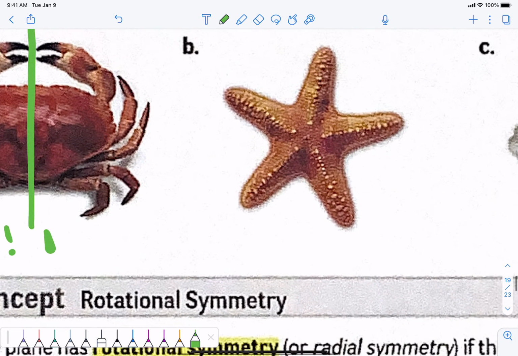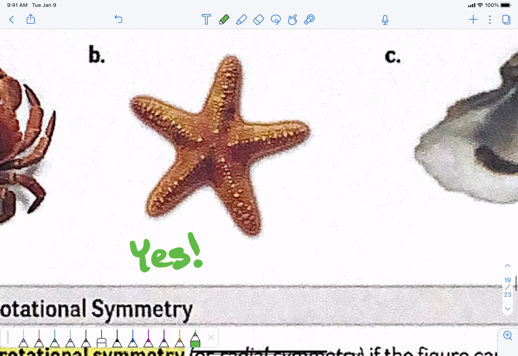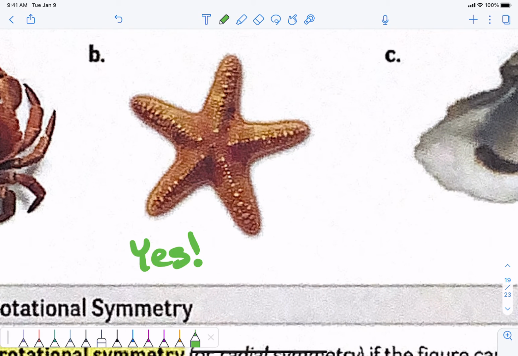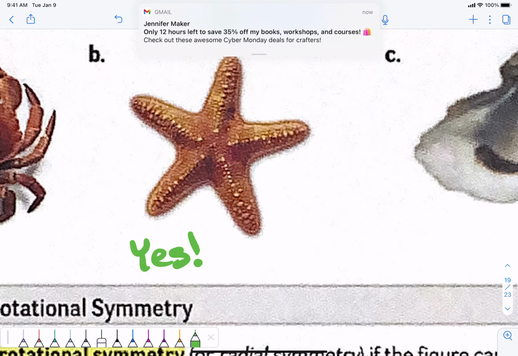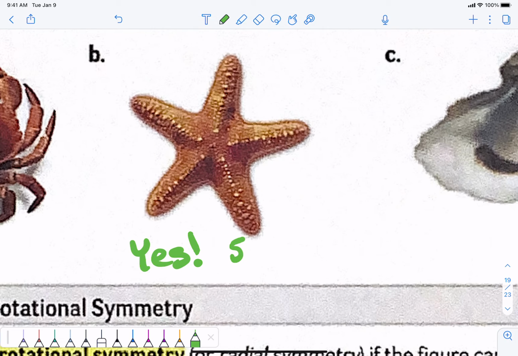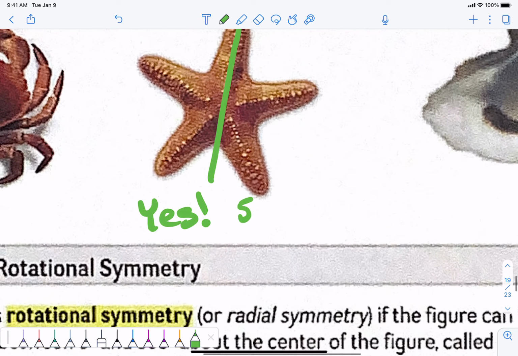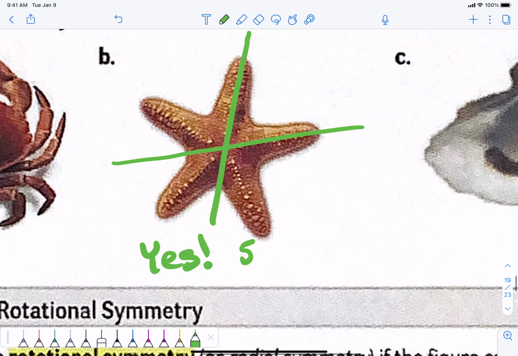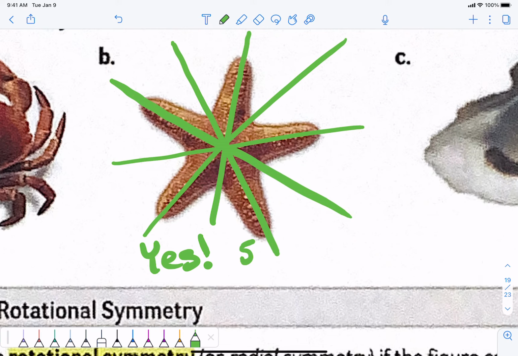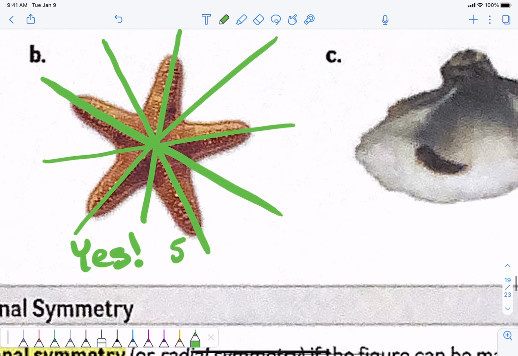Okay, B, does he have a line of symmetry? Yes. Now we're assuming that he is symmetric. Sometimes they don't look quite symmetric, but anyway. How many lines of symmetry does he have? 3, 4, 5. He has 5 of them, because he has 5 fins on him. Any 5-sided figure, like a pentagon, will have 5. A hexagon will have 6. Anything that has that many sides will have that many lines. So yes, he has 5.